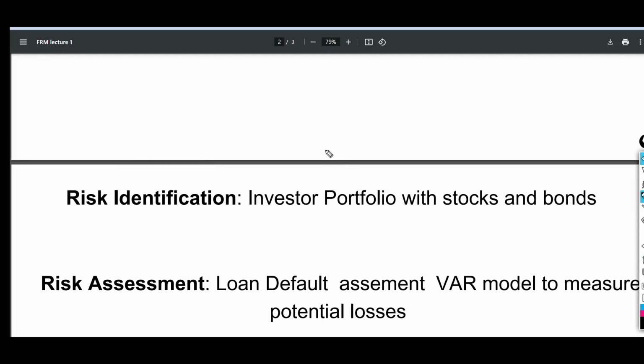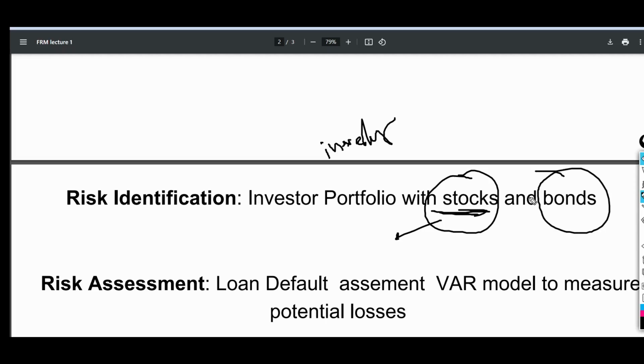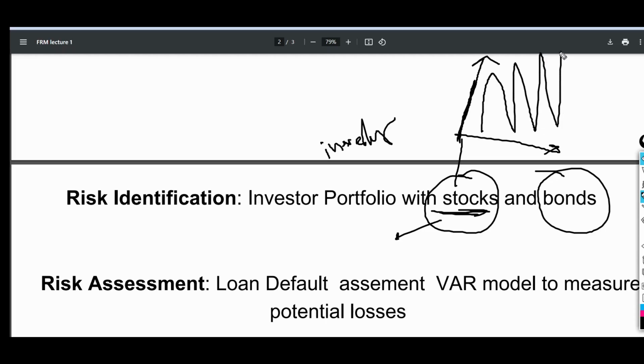Suppose there is an investor. He's holding some stocks in the portfolio, and he's holding bonds also. If he is holding stocks, then stocks are volatile. Sometimes the stock price goes up and sometimes it goes down, and there can be very big volatility in the stock prices. So there is a risk of volatility when you are holding stocks. Again, what can be the other risks, for the bonds? Bonds can have credit risks.